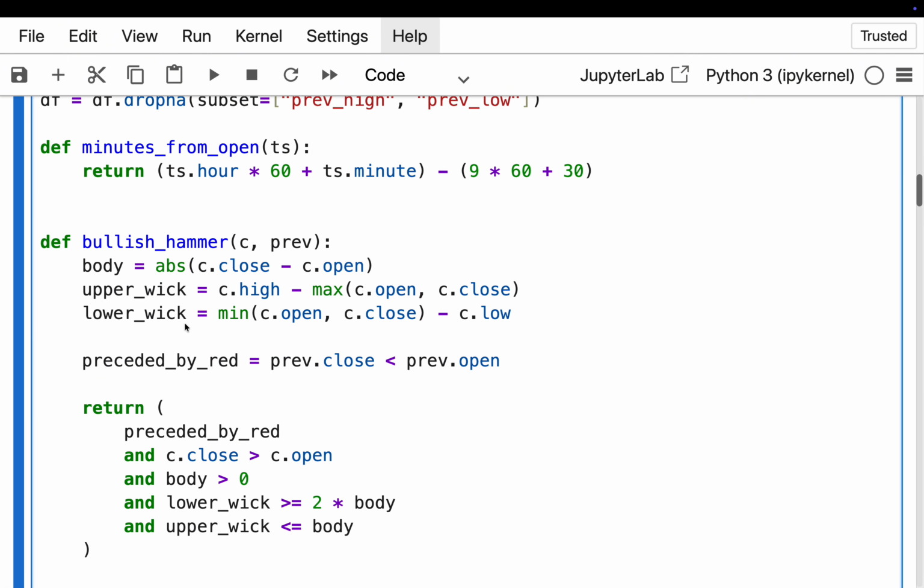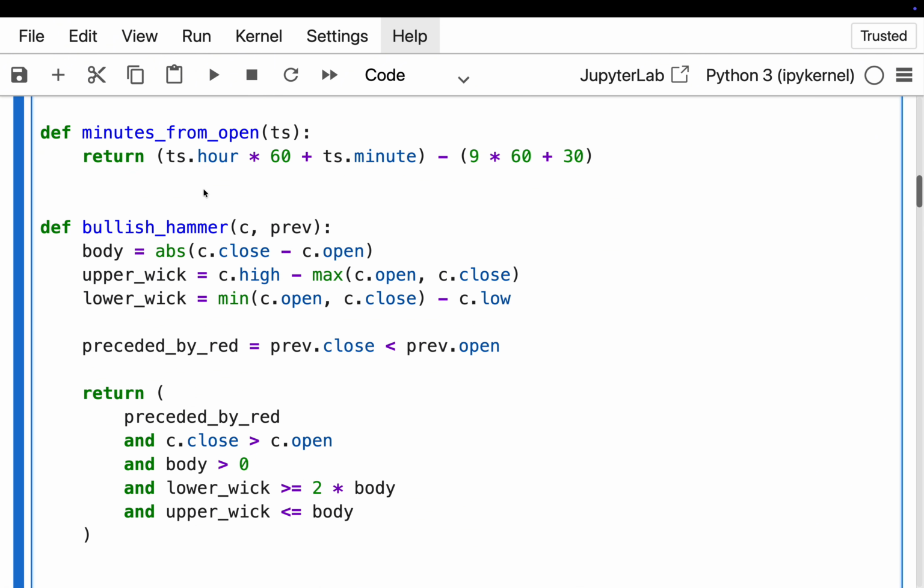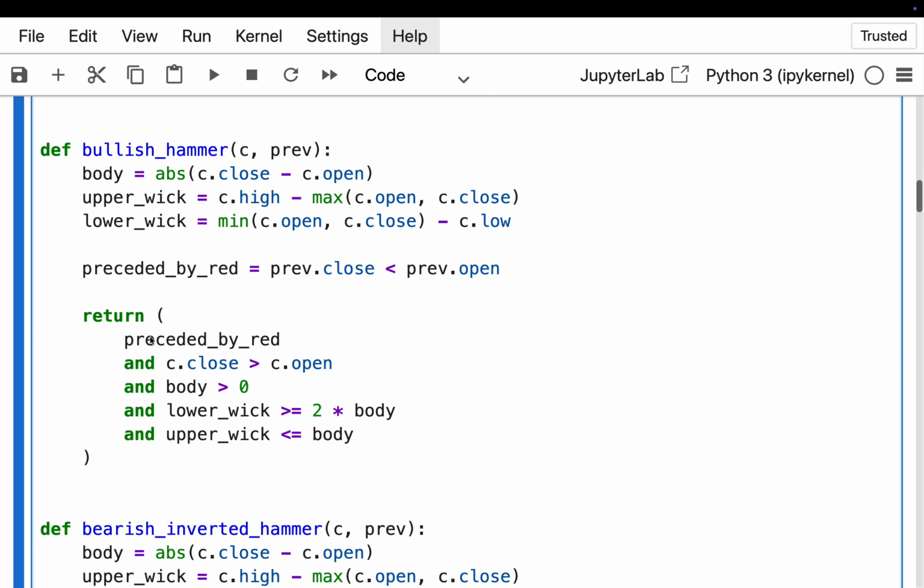Now, we essentially have three helper functions. The first one just converts a timestamp into minutes elapsed since the 9:30 open. We use this throughout to enforce the entry window. The second is bullish hammer, and the function name tells the story. The candle must close green. That's one of the prerequisites.